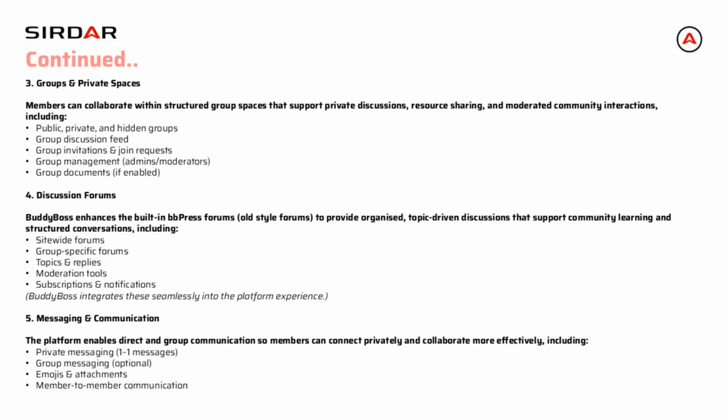Feature 3 is groups and private spaces. This is where members can connect in more focused, structured areas of the community. BuddyBoss supports public, private, and even hidden groups, giving Basecamp full control over who can join and what can be seen.